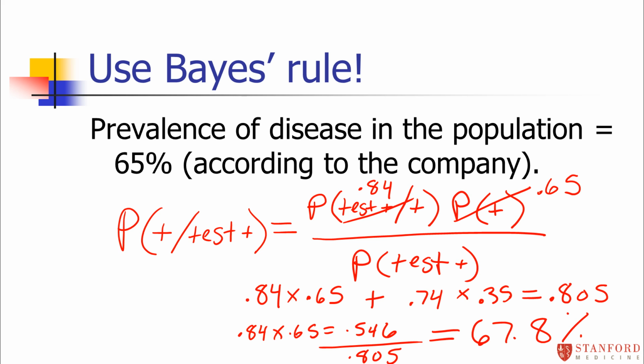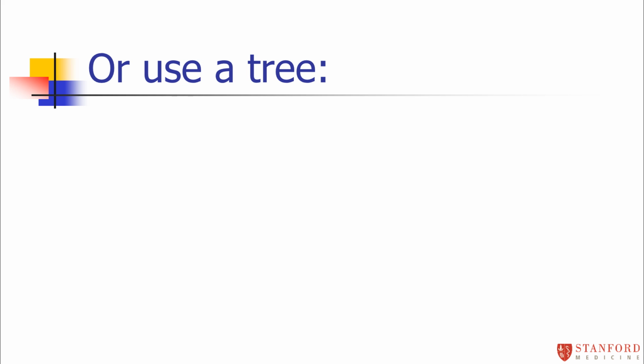Now, in their marketing material, they rounded that up. They said the actual probability that you're going to get moderate to severe cellulite if you test positive is about 68%, and then they rounded that up to approximately 70%. They're trying to boost it, make it look a little bit better. Now notice that that's an application of Bayes' rule.